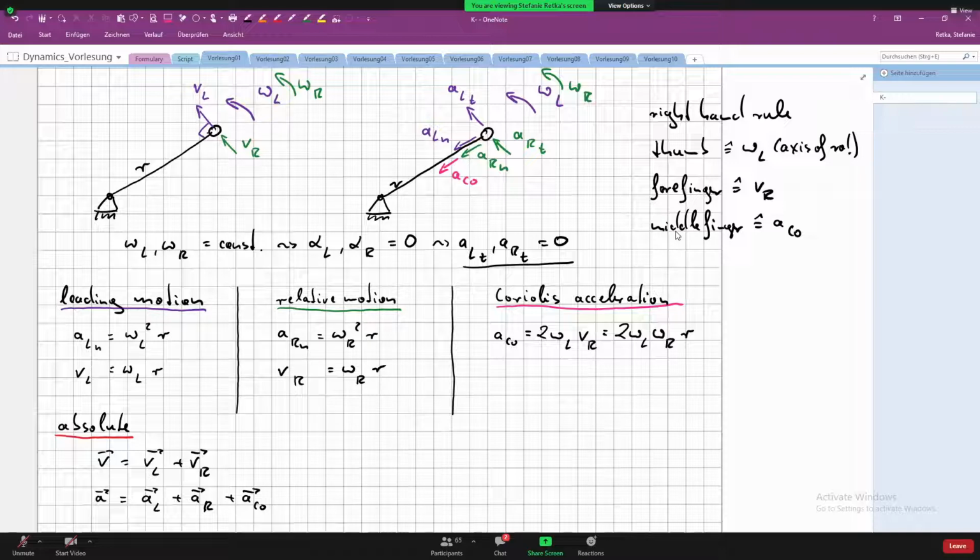In our case, it's quite simple. For the velocities, both vectors point in the same direction. So our vector addition results in a simple addition, leading plus relative velocity, which at the same radius is omega L plus omega R.